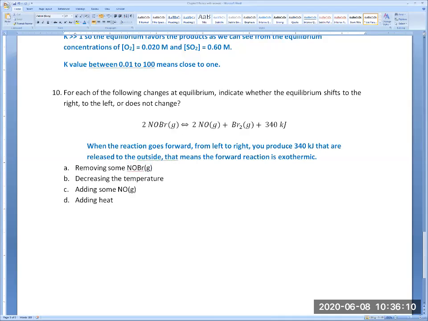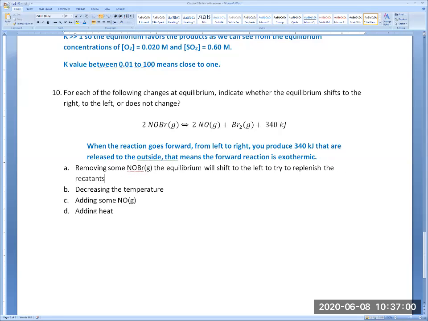So when you are removing a reactant, here you're removing NOBr, you're depleting the side of the reactant. And so the equilibrium will try to replenish that side. So it tries to bring back some NOBr, that means it will shift the equilibrium to the left. So the equilibrium will shift to the left to try to bring back some NOBr, and for this it needs to favor the reverse reaction. Does it make sense?